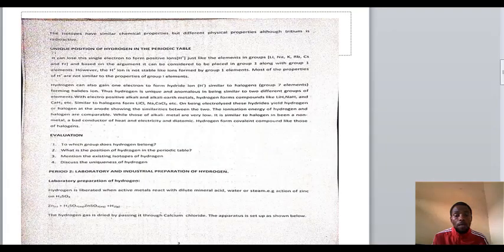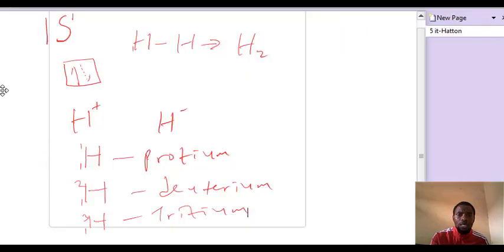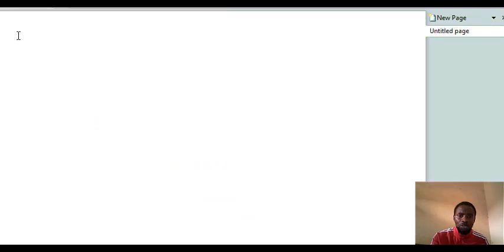Now to the preparations of hydrogen. We'll be looking at both the laboratory preparation of hydrogen and the industrial preparation of hydrogen. First of all, the laboratory preparation of hydrogen. When metals react with dilute acid, hydrogen gas is liberated.